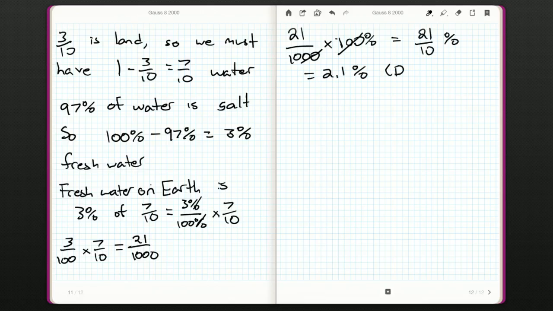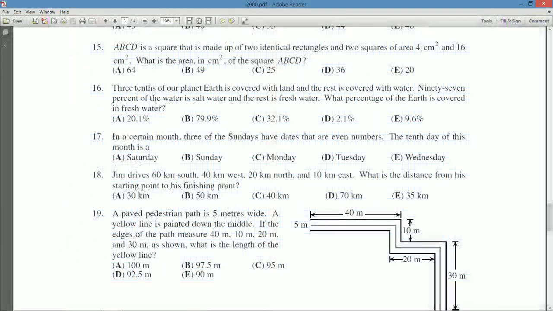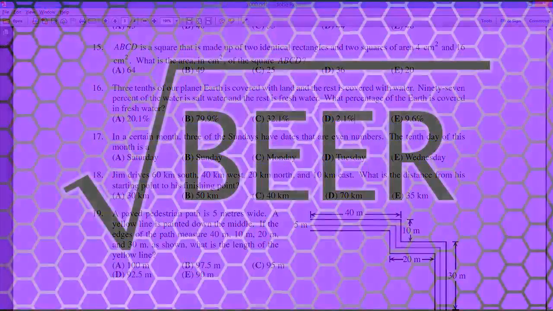2.1%. I think, if I'm remembering correctly, that was D. I only caught a glimpse of it. But yes, D, 2.1%. Okay. So that's question number 16, and in the next video we'll be going through question number 17.